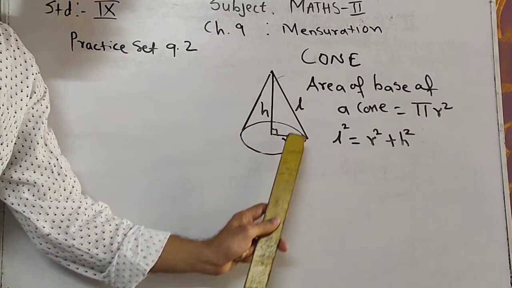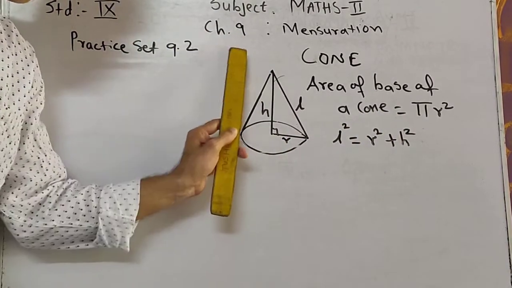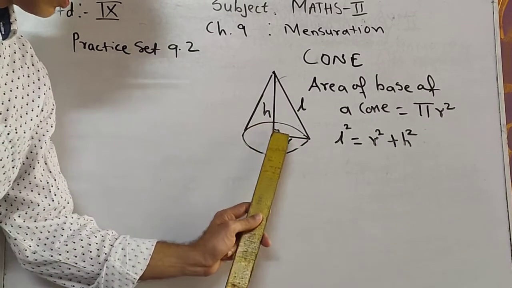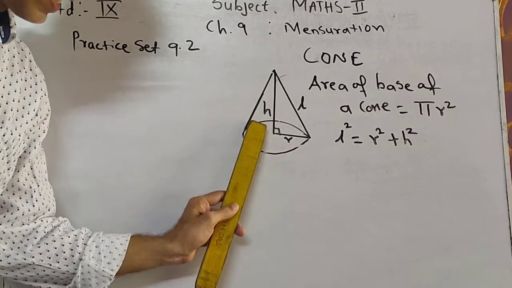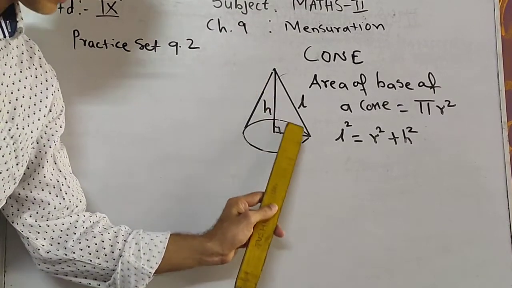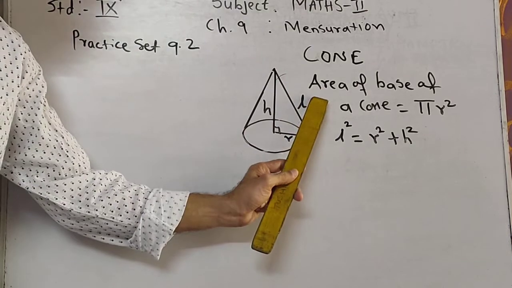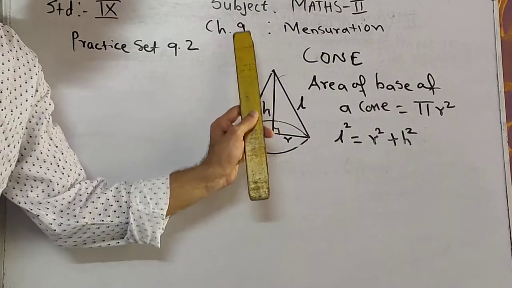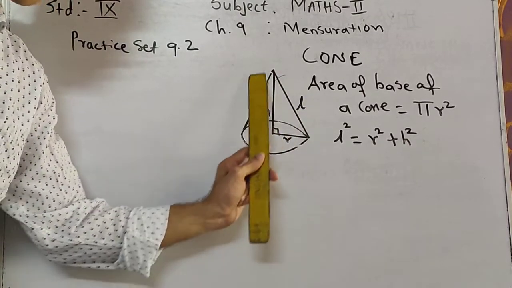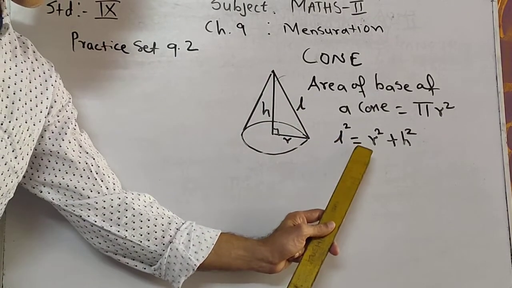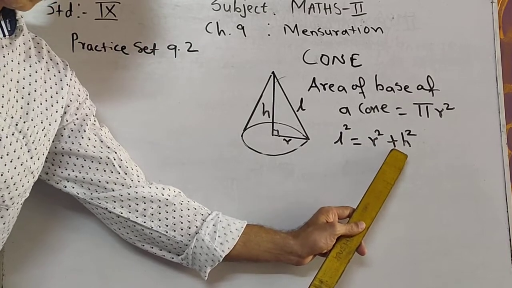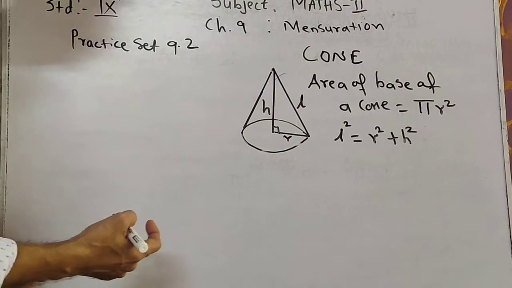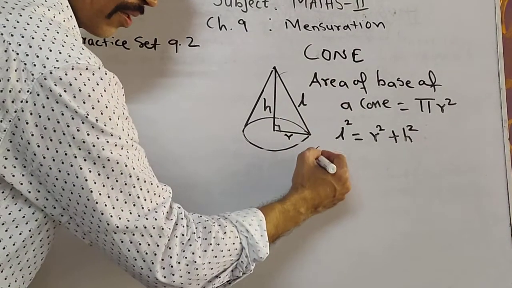So in a cone we have two heights. One is the perpendicular height. Perpendicular means, you know very well, here you can see 90 degrees. One is the perpendicular height, and one is the slant height. So the area of the base of a cone, all of you followed, is pi r square. And this Pythagoras type formula: L square is equal to r square plus h square. Next formula is the curved surface area of a cone.